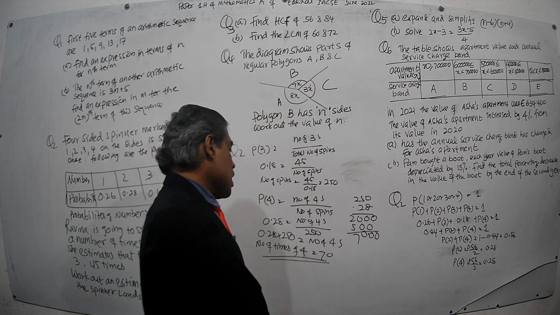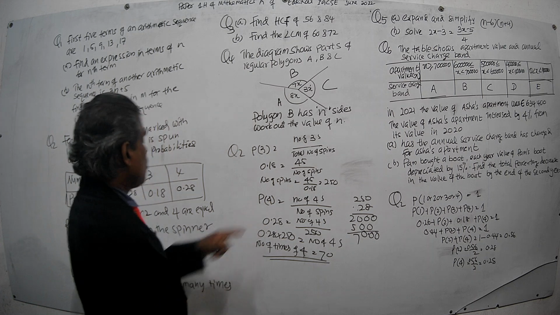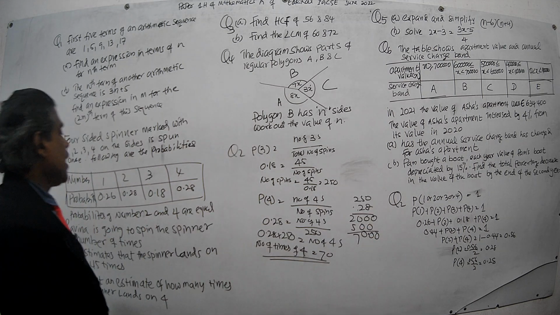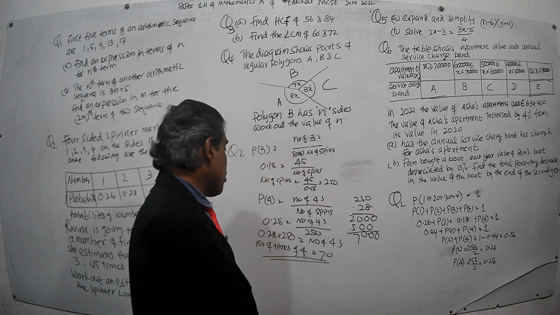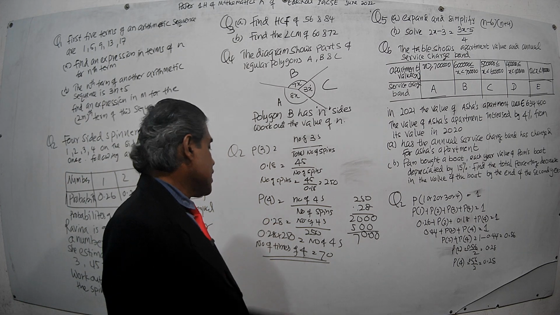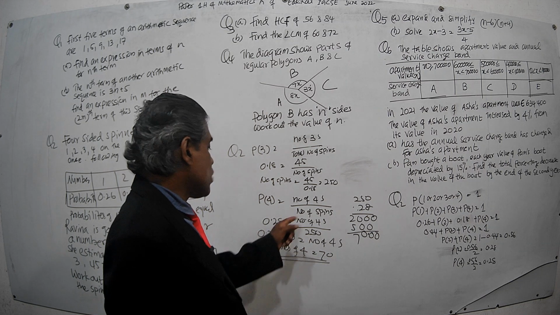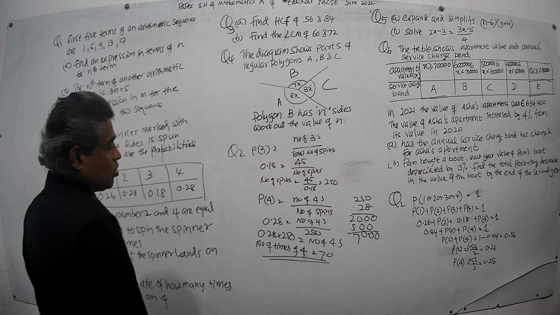Then substitute 250 for the total number of spins. Then probability of P4 we calculated first of all from this working. And that was 0.28, and substitute that 0.28 for this P4. Then take this 250 to this side, multiply 0.28 by 250, and you get the number of 4s. The number of times of getting 4, 70.